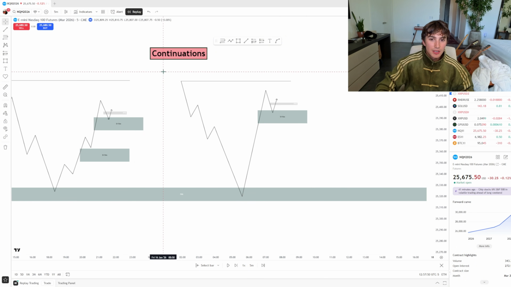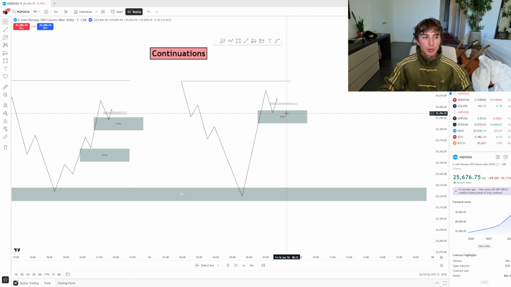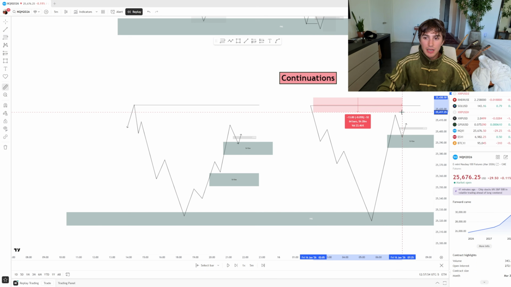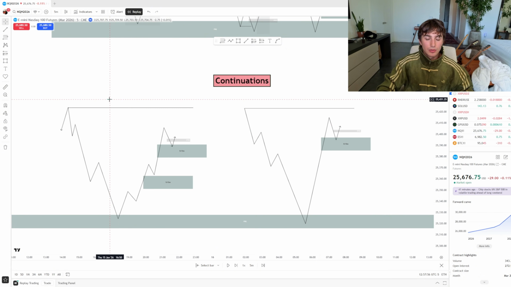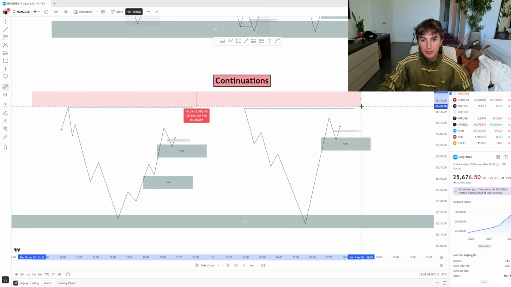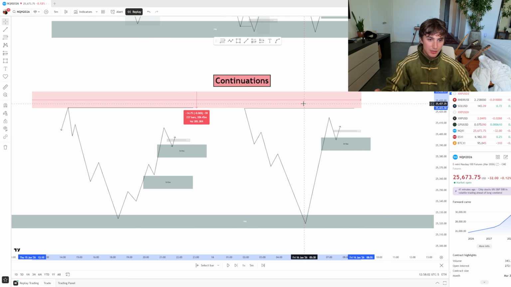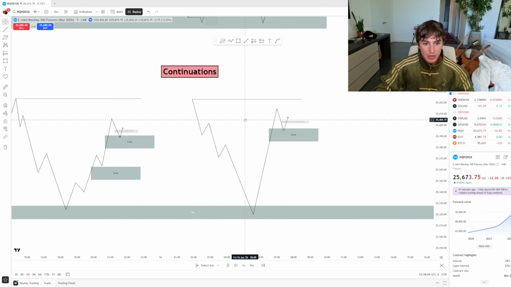Now, what would be the more ideal scenario in this case if you're taking continuations? Well, obviously, it's nice to have internal liquidity as well and not just target the major high or an unfilled 1 hour gap, although that is very viable. It's nice to also have internal structure.